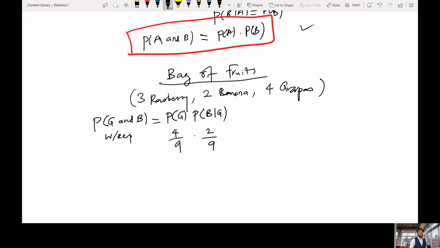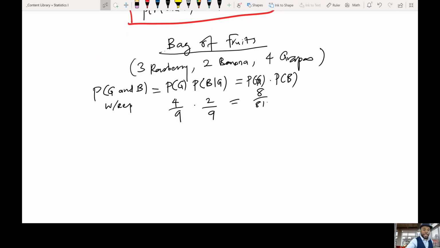Okay. So the probability of a banana given that I had drawn a grape, they are independent. That is, drawing a banana is uninfluenced by the fact that I had drawn a grape before. So in that case, this is simply the probability of a G multiplied by the probability of a B, and that gives us 8 over 81. Just leave it at that.